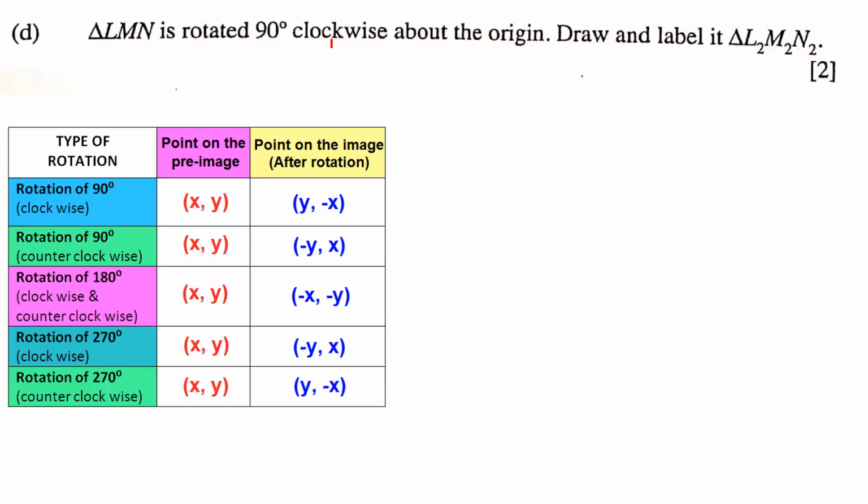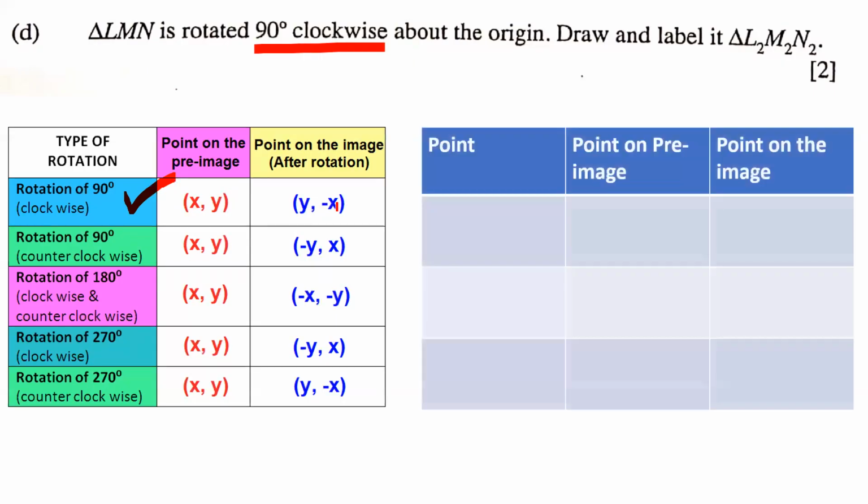If we have a rotation of 90 degrees clockwise, we're using this one, which means that if your point on your pre-image, which is the original image, is x, y, you're going to switch x and y, and then negate the x. So again, switch x and y, and then negate the x. That's what we're going to do to do a 90 degree clockwise rotation.